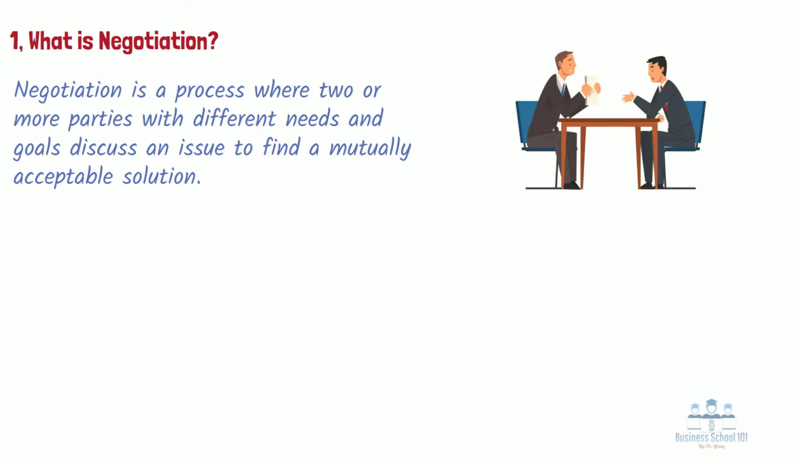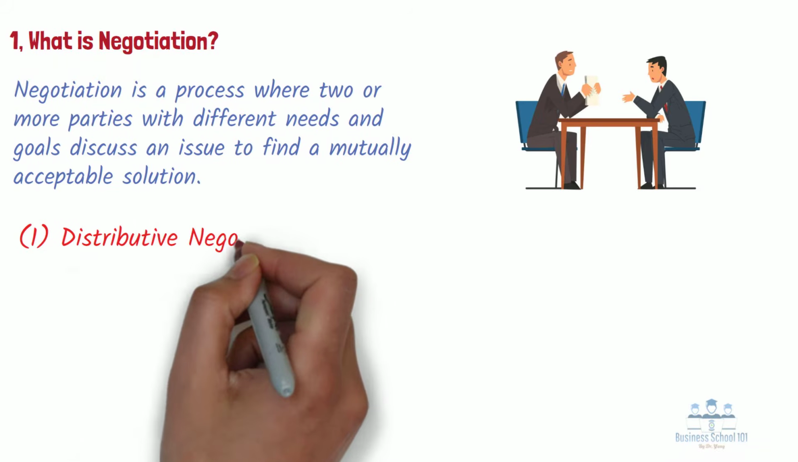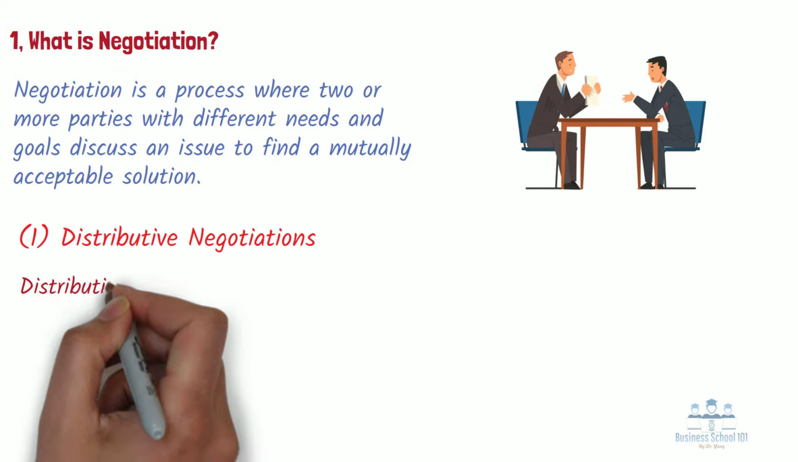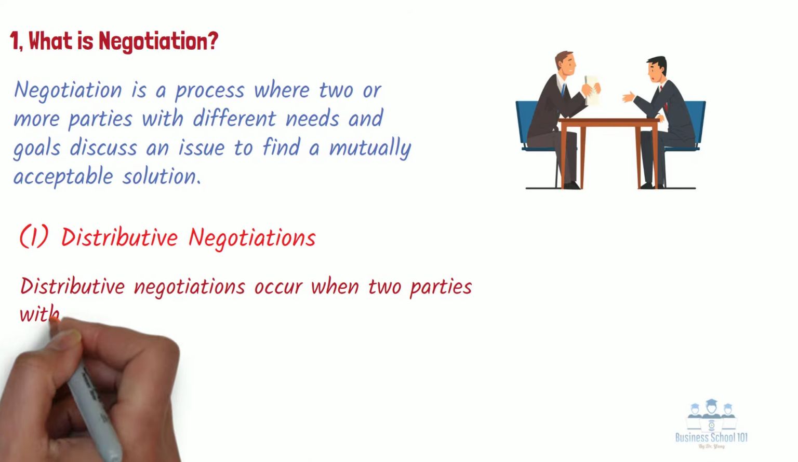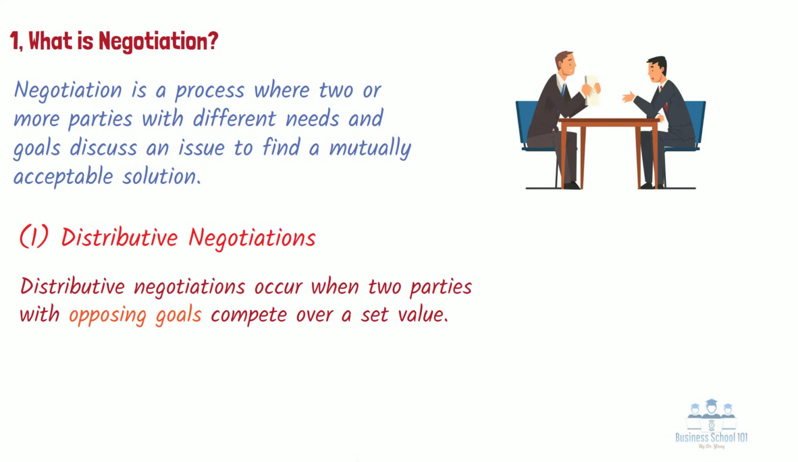People enter into business negotiations for a multitude of reasons, but the nature of the goal determines what kind of negotiation will take place. Generally, there are two major types of negotiations. First, distributive negotiations. Distributive negotiations occur when two parties with opposing goals compete over a set value.